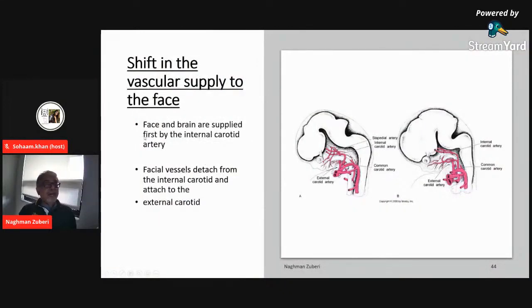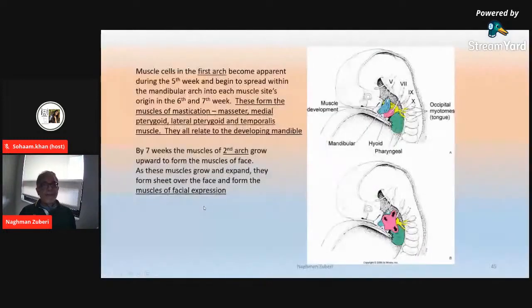Face and brain are supplied first by the internal carotid artery. We have already discussed it. Facial vessels detach from the internal carotid and attach to the external carotid artery.